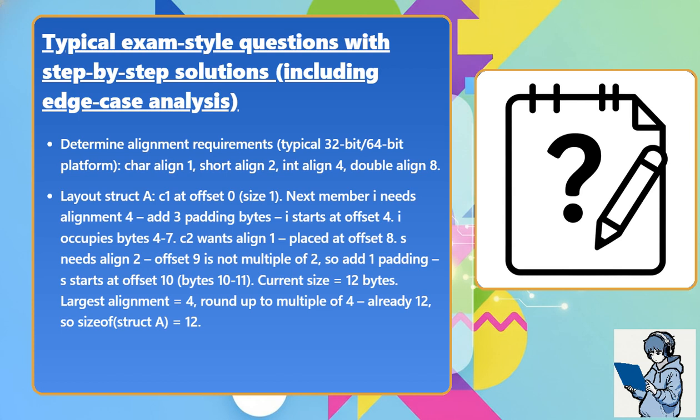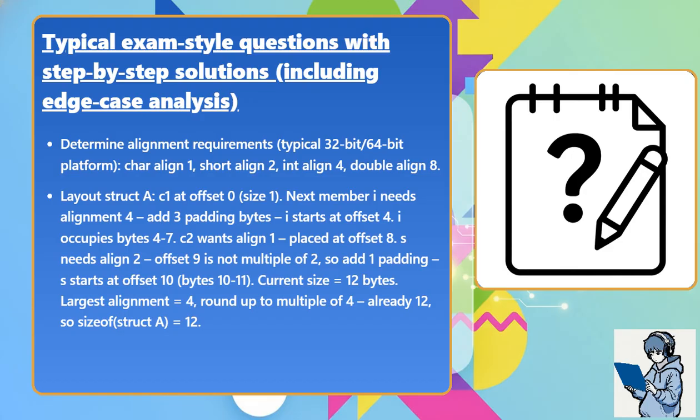Layout of struct A: c1 at offset 0, size 1 byte. The next member, int i, requires 4 byte alignment, so 3 padding bytes are inserted and i starts at offset 4, occupying bytes 4 through 7. Char c2 requires 1 byte alignment, placed at offset 8. Short s requires 2 byte alignment. Offset 9 is not a multiple of 2, so 1 padding byte is added and s starts at offset 10, covering bytes 10 and 11.